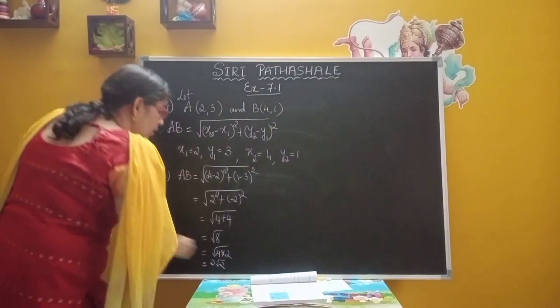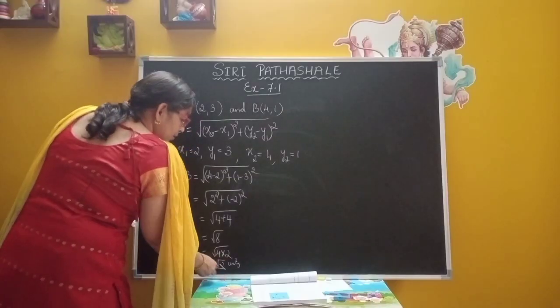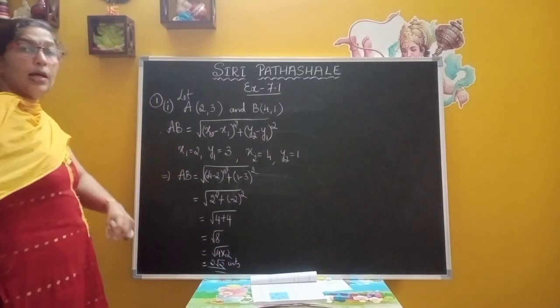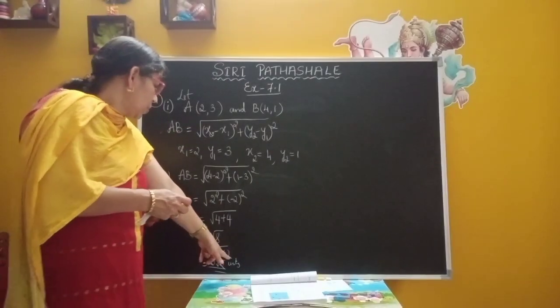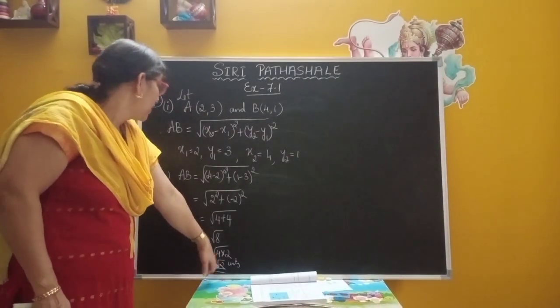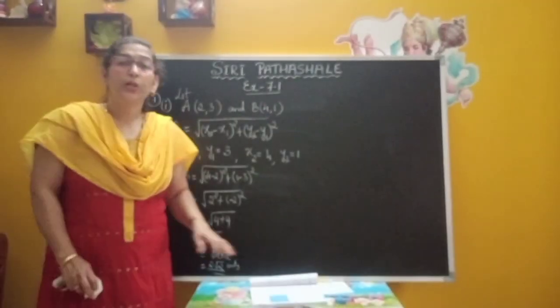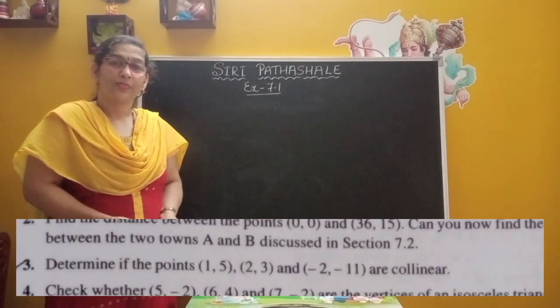2 root 2 units. Units means here nothing is given, isn't it? So meter, centimeter, nothing is mentioned. So the answer is 2 root 2 units. So this is the distance between the points A and B. Very simple, no?